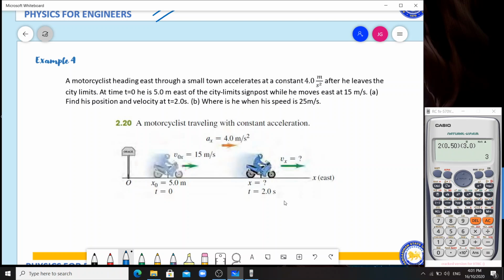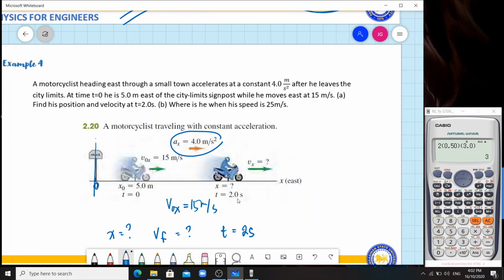Okay. So, tingnan muna natin yung equation. Meron daw siyang constant acceleration of 4 meters per second squared after he leaves the city limits. At time 0, he is 5 meters east of the city limits. Ito yung signpost, yan yung 0. At time 0, 5 meters na siya. He moves east at 15 meters per second. Time 0, ang velocity niya ay 15 meters per second. So, find his position and the final velocity at t equals 2.0 seconds.